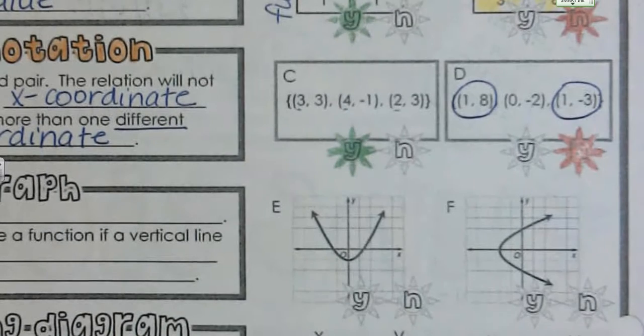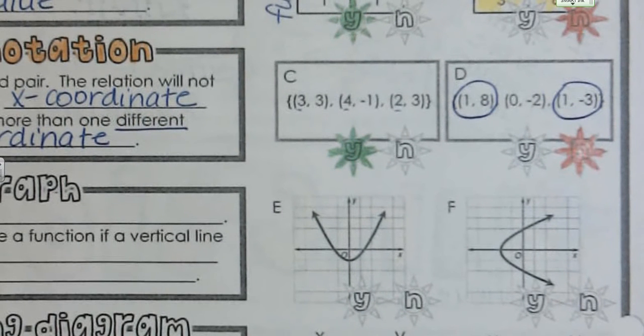All right, so now we've seen two different ways. We've seen table, we've seen set notation. So now what we want to do is look at a graph.